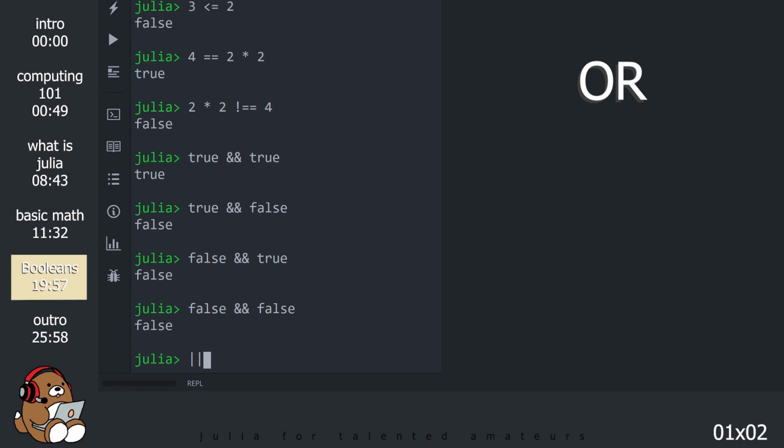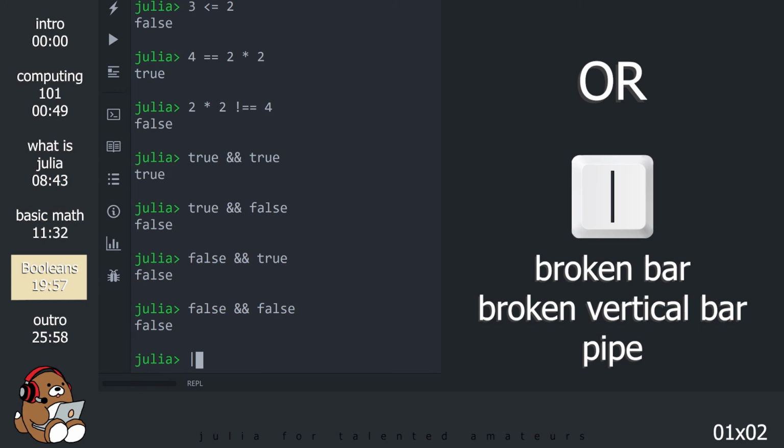Otherwise, it returns false. This character is called by many names. In Unicode, it's called broken bar or broken vertical bar, sometimes called pipe. Whatever you call it, it's the vertical line on the right side of your keyboard between Enter and backspace. And the way you get to it is by Shift \. This is asking the question, is either side true? And of course the answer is true, because at least one side is true. Right? They're both true.